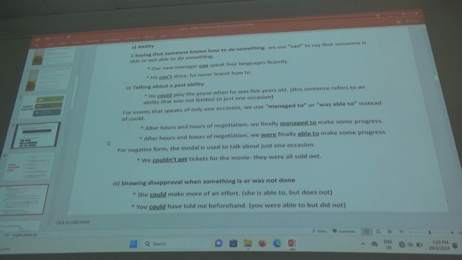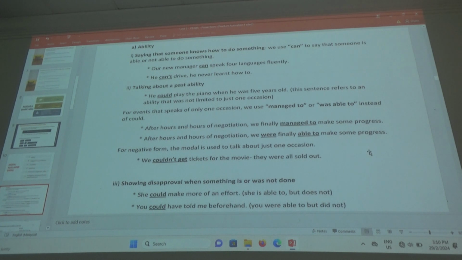Alright. For events that speak of only one occasion, we use managed to or was able to instead of could. Like the example here, after hours and hours of negotiation, we finally managed to make some progress. You don't say, we finally could make some progress. No.